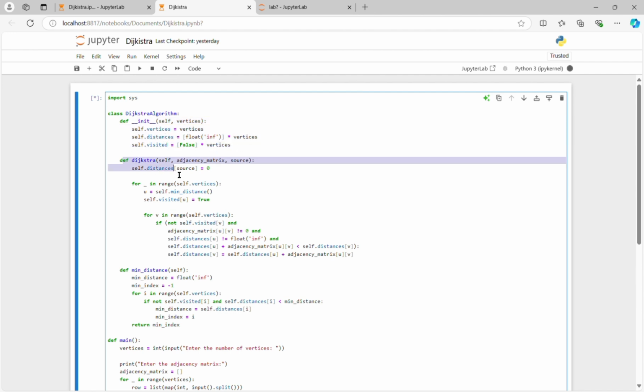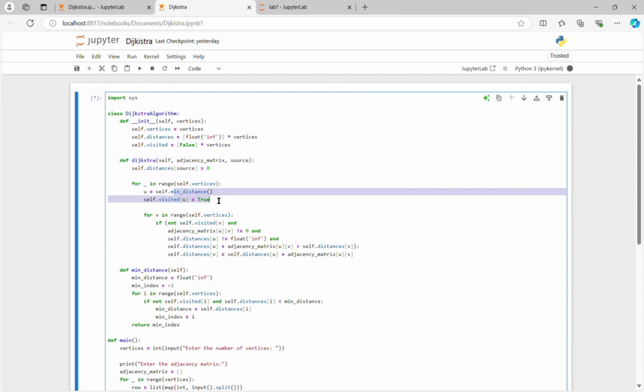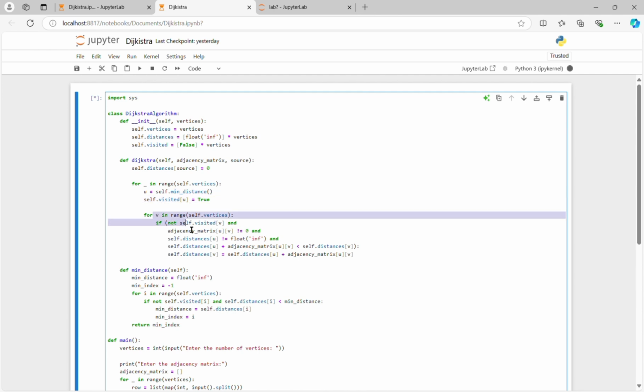Dijkstra's method implements Dijkstra's algorithm. It sets the distance to the source vertex to 0, iterates over all vertices to find the shortest path, calls min distance to find the vertex with the minimum distance that hasn't been visited, marks this vertex as visited, and updates the distances to the neighboring vertices if a shorter path is found.